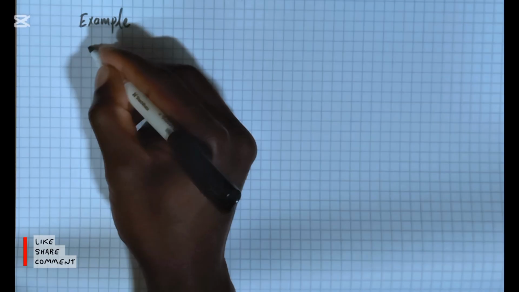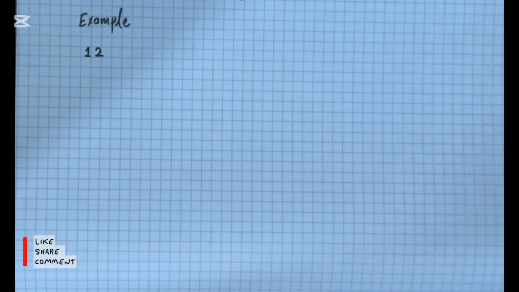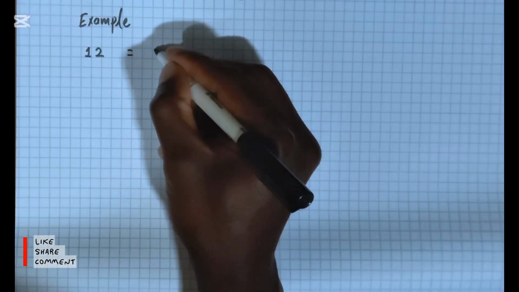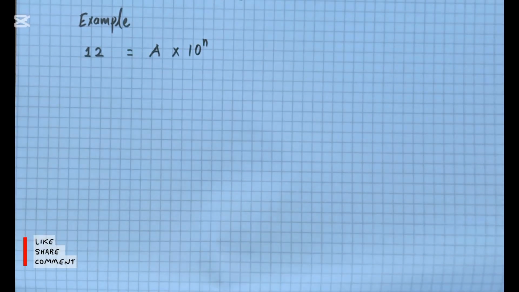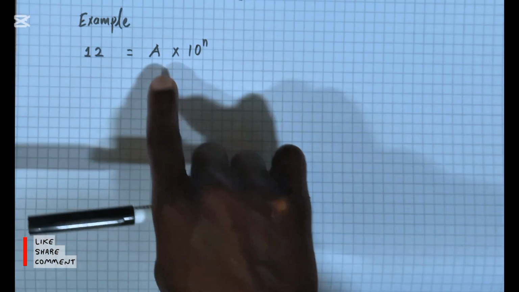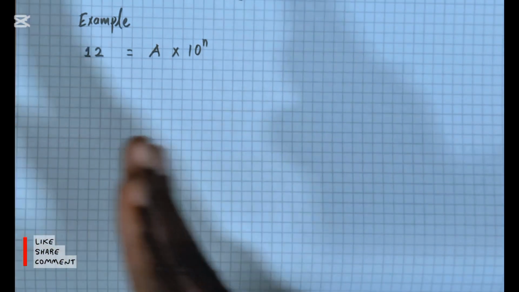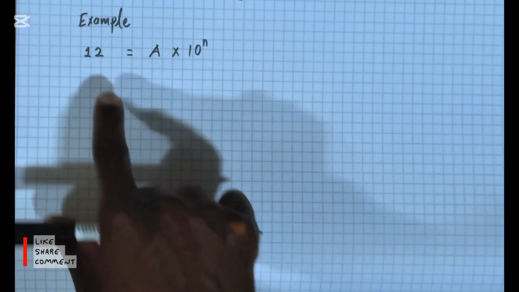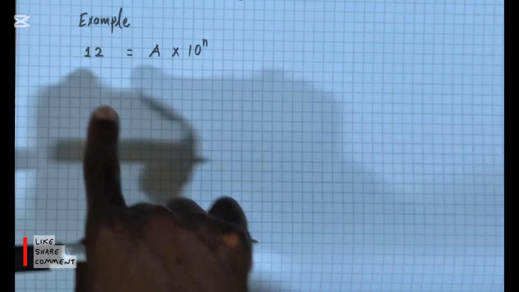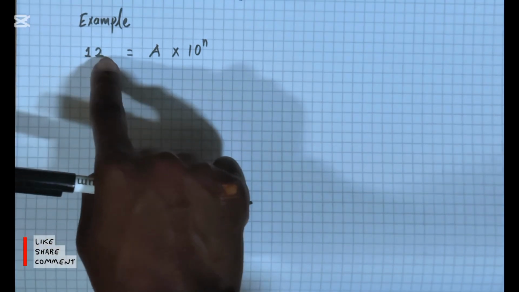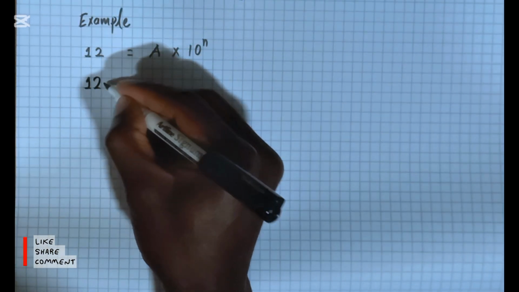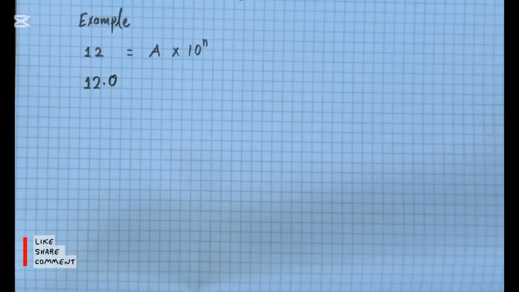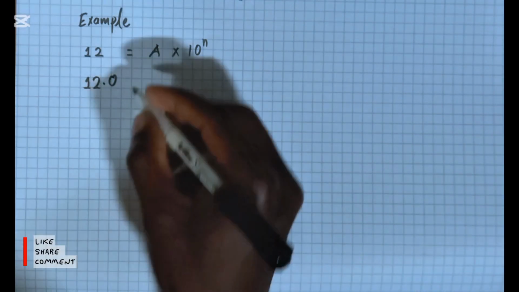For example, let us look at the number 12 here. If we are to write the number 12 in its standard form, remember it's supposed to be written in the form a times 10 raised to the power of n, and a is supposed to be between 1 and 9. So what do we do to 12 to make sure that it is between 1 and 9? We know that 12 here is the same as 12.0.